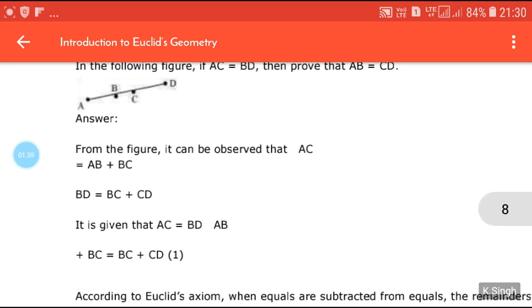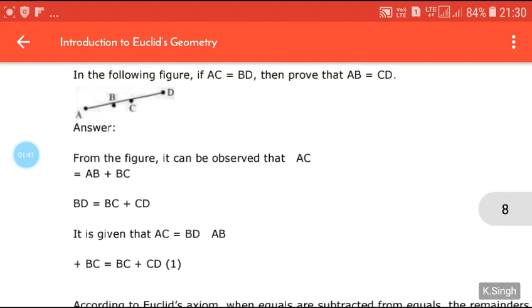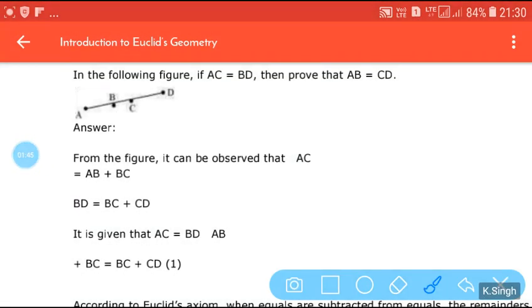From the figure, it can be observed that we can write AC is equal to what? AB plus BC. Here we can write AC is equal to AB plus BC. So BD is equal to what? BC plus CD. It is given that AC is equal to BD, so AB plus BC is equal to BC plus CD.